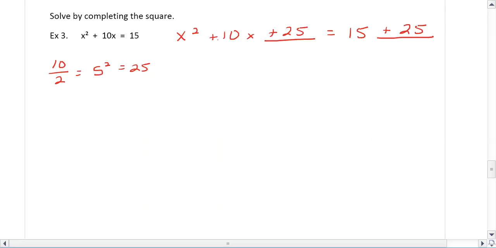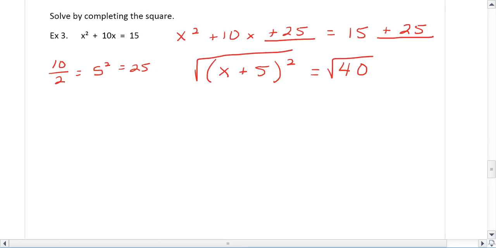So now the next step says we're going to factor this, and we're going to go ahead and add the right side of this equation. So factoring this becomes x plus 5, quantity squared. And then when you add these two, you get 40. Now we learned in the previous section, when we have this squared isolated, we take the square root of both sides. So that's the method we're going to use right here.